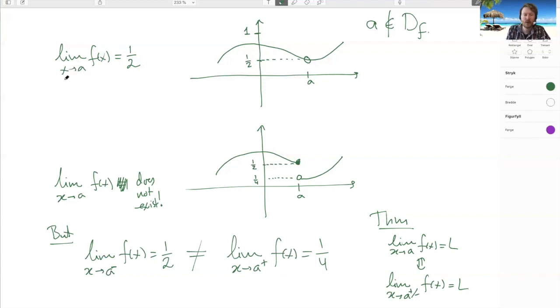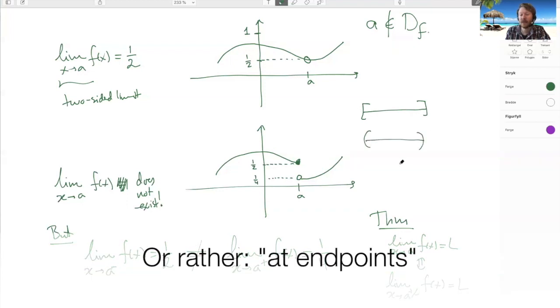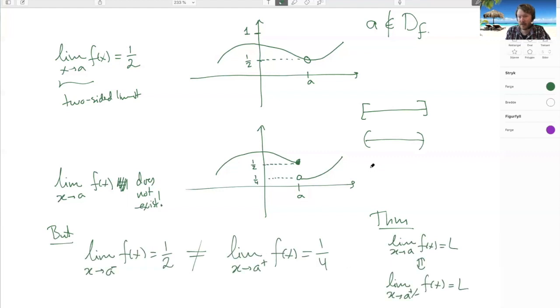So for this reason, we sometimes call this the two-sided limit, and these the one-sided limits. But keep in mind, if I talk about the limit without specifying if it's one or two-sided, I usually always mean that it's two-sided, unless, of course, I'm looking at a function near the endpoints of its domain. In that case, the limit is automatically considered to be one-sided, if it's not possible for me to check the limit from two sides.